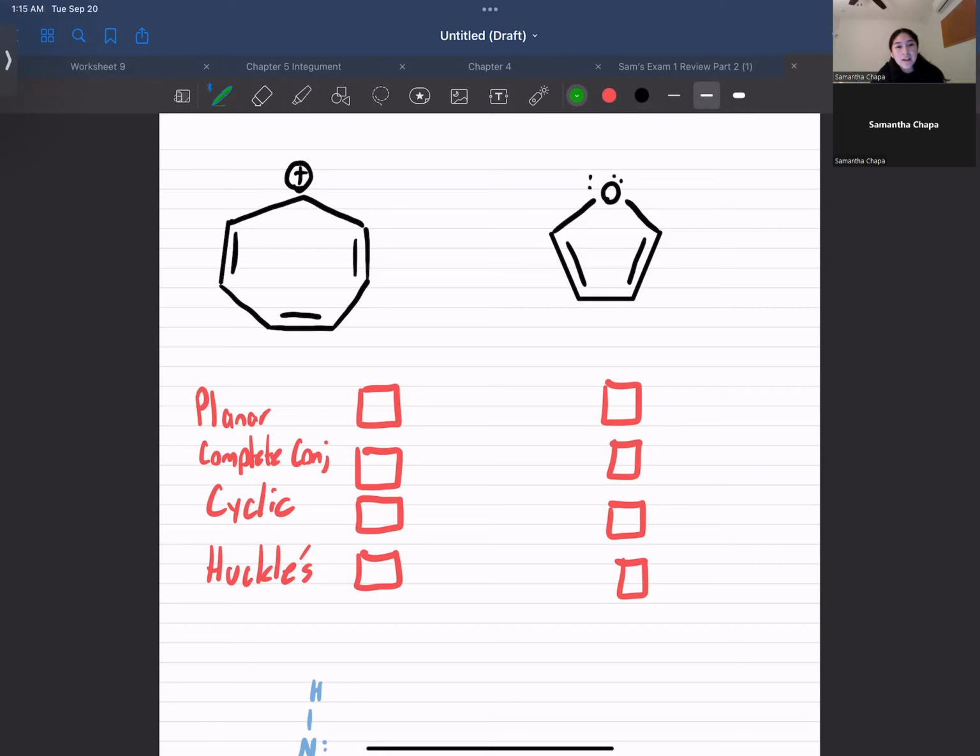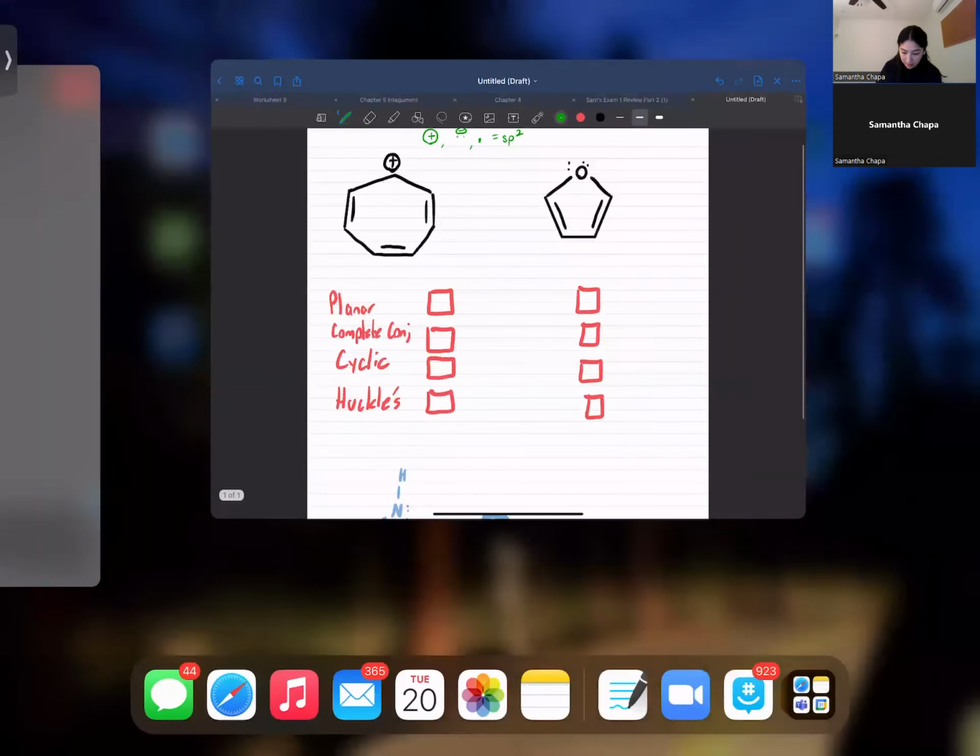For this left one, I think one of the confusing things is the carbocation. But something you should note is that when you have a carbocation, a carbanion, or a radical, you are sp2.